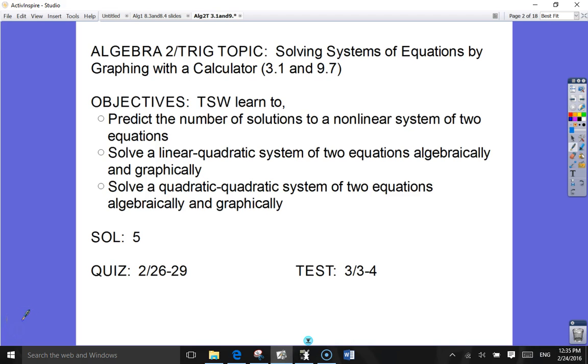So now we're going to move on to using the calculator to solve a system of equations. And in so doing, we're going to move from just linear systems of equations to nonlinear systems of equations. Specifically, we're supposed to do linear quadratic and quadratic systems. Okay. That's mostly the same slide you've seen.